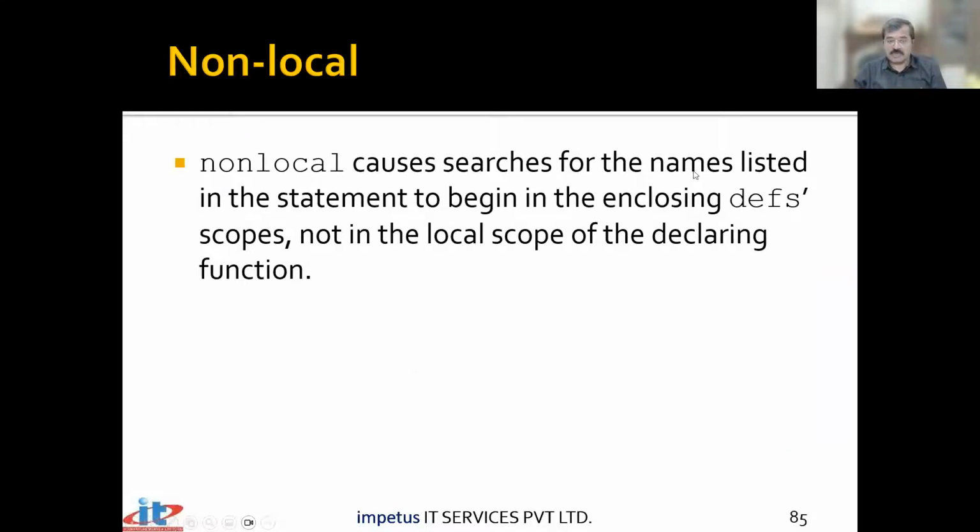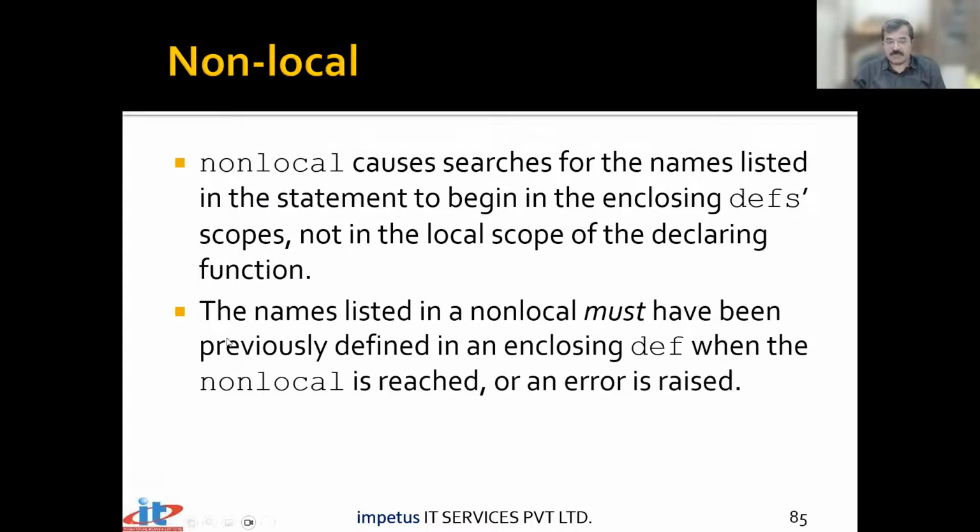Nonlocal causes the search for the names listed in the statement to begin in the enclosing def scope, not in the local scope of the declaring function. That means inside a function, if I define any variable as nonlocal, it will not search for the variable within that function. It will search for the variable in the surrounding scope, not within the function in which it has been declared as nonlocal. The name listed in a nonlocal must be previously defined in the enclosing def, otherwise where the nonlocal is reached, an error is encountered.